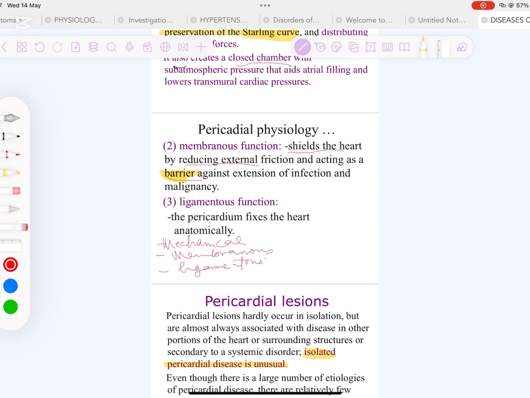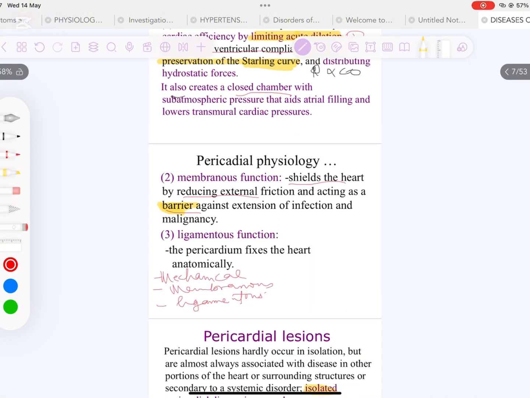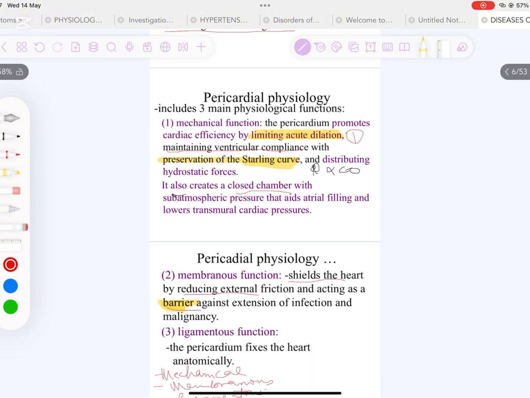Okay, like the preventing external barrier against infection, malignancy, and then friction. So that is the work of the membrane. So when you are thinking of membranous function, just think of things that now happen outside the heart, like infection, malignancy, friction. Then if you're now thinking of the mechanical function, think of things that are coming into the heart.